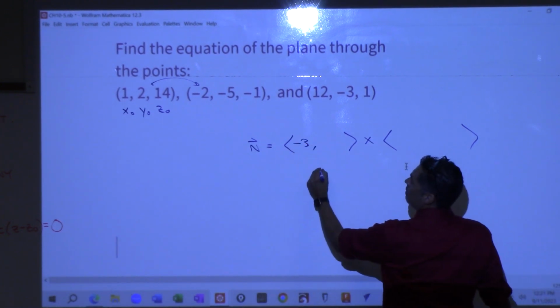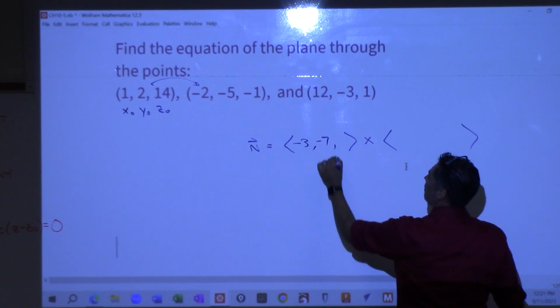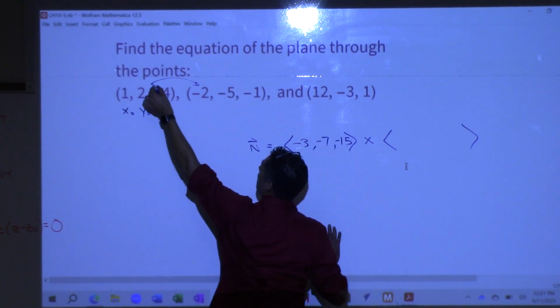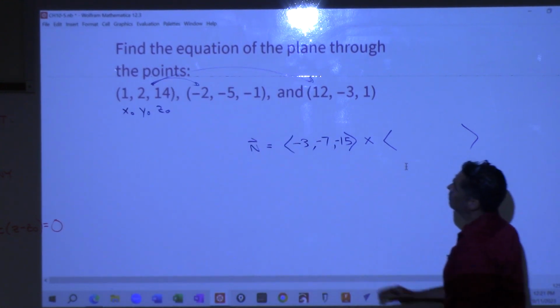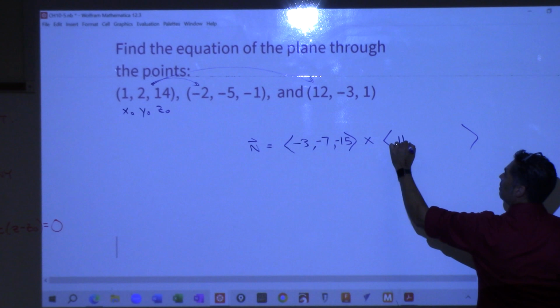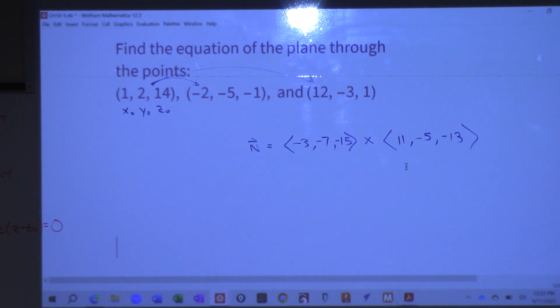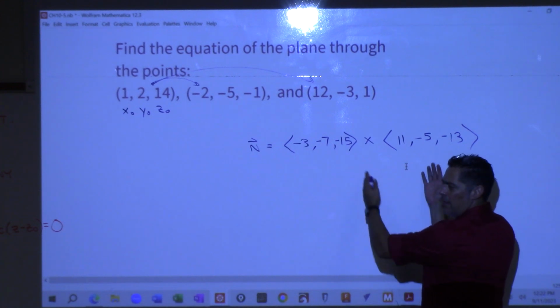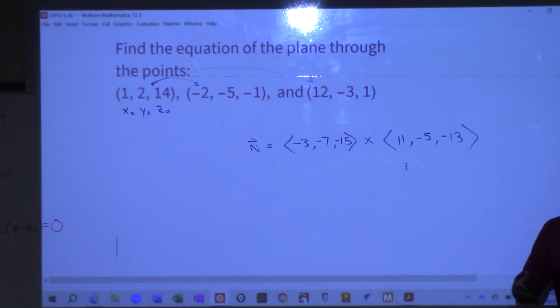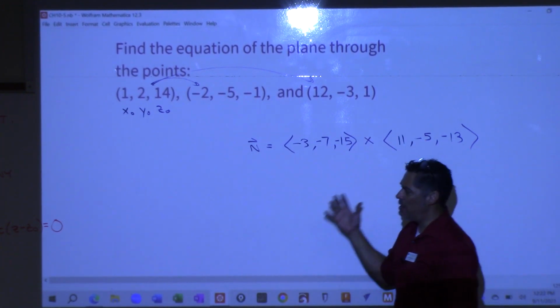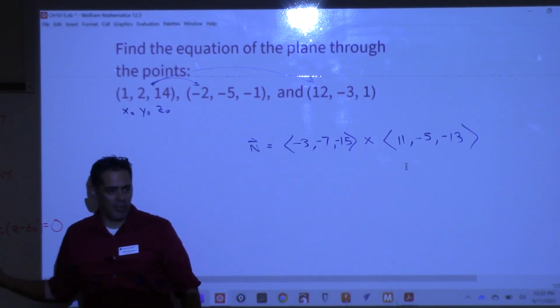-3, -7, -15. And we've got to cross that with, now let's do the vector that goes from here to that one. 11, -5, -13. Boom. And now, I think the rest of this is just arithmetic, right? We know how to do cross products. That's where you do that thing with the determinants. Or use your calculator, right? Do your cross product, you're going to get a vector. Once you have that vector, well, you just plug in and we're done.